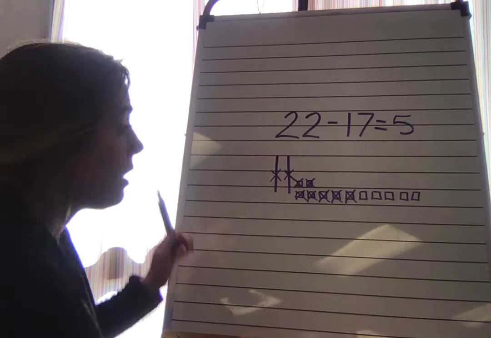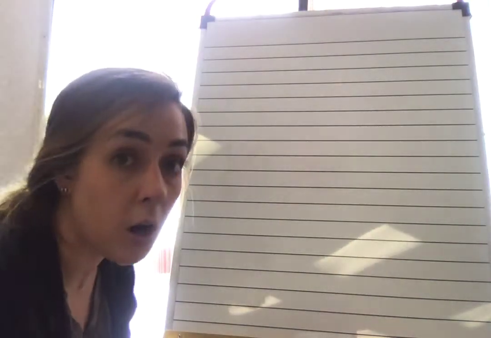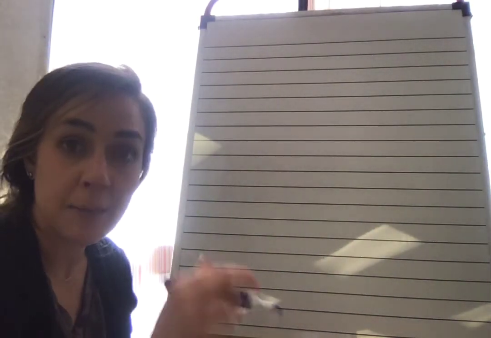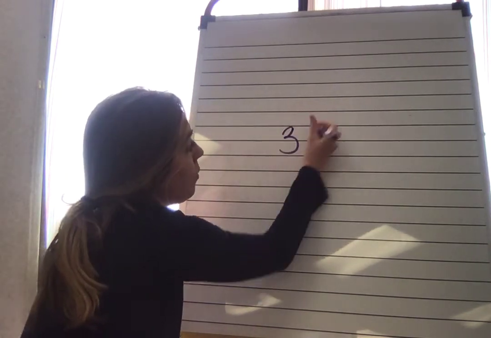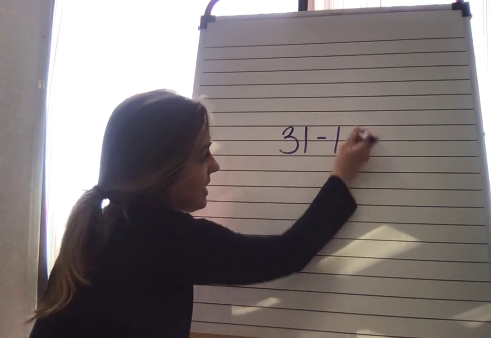All right. We're going to do one more together on the board like this, and then you're going to do 2 all by yourself. So I want you to draw a line on your paper to separate what you just did from what you're going to do now. All right, this next one, I want to know what 31 minus 18 is.